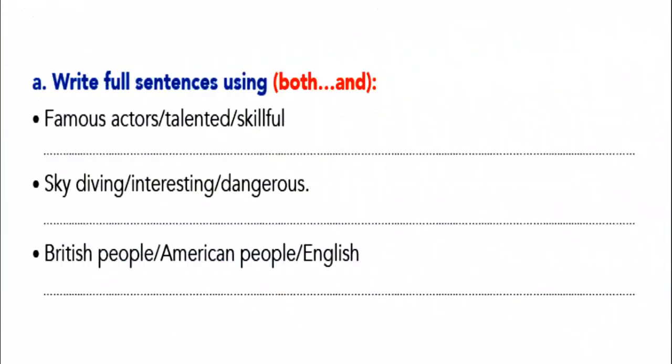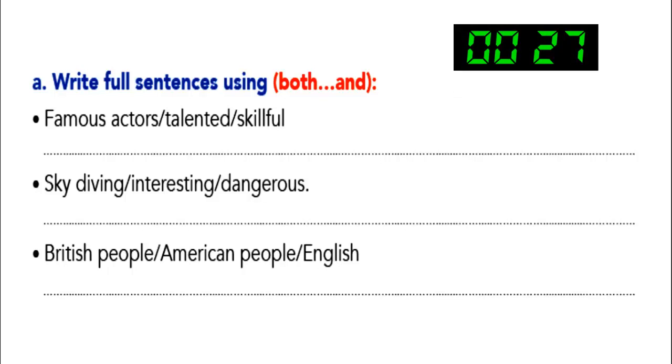That's right. Here we want to write full sentences using both and. The first one, famous actors, talented, skillful. Here we have two different adjectives, so we are not going to start with both and. Okay? Second one, skydiving, interesting, dangerous. The same. Next one, British people, American people. Here we have two different subjects, so you are going to start with it. Okay, both and. Think of these and take your time to answer them. Then come back again to check your answers with me.